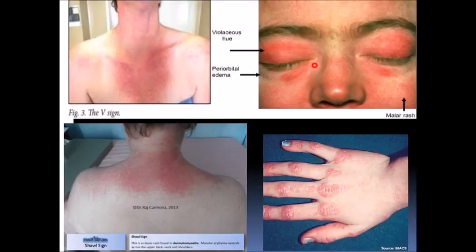This is also within the acquired causes. And here we are speaking, of course, about dermatomyositis, polymyositis. And here you see the violaceous hue, the periorbital edema, and the V sign, the shawl sign, and the Gottron nodules. Once you see that, then you are dealing with dermatomyositis, and you can have associated polymyositis.